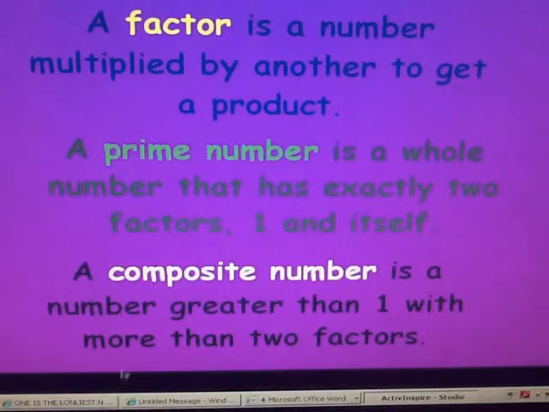And a composite number is a number greater than 1 with more than 2 factors. For example, 8. The factors for 8 are 1 times 8 and also 2 times 4. So there are more than 2 factors, so 8 is a composite number. 10 would be another example. 1 times 10, 2 times 5. 10 has 4 factors, that's more than 2, therefore it is a composite number.